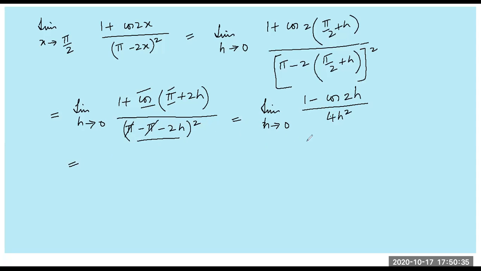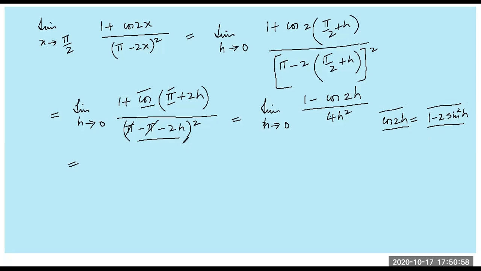Now you need to know the formula for cos 2h. Cos 2h is equal to, do you remember? It is equal to 1 minus 2 sine square h. Easily you can derive this. Cos 2h is 1 minus 2 sine square h.